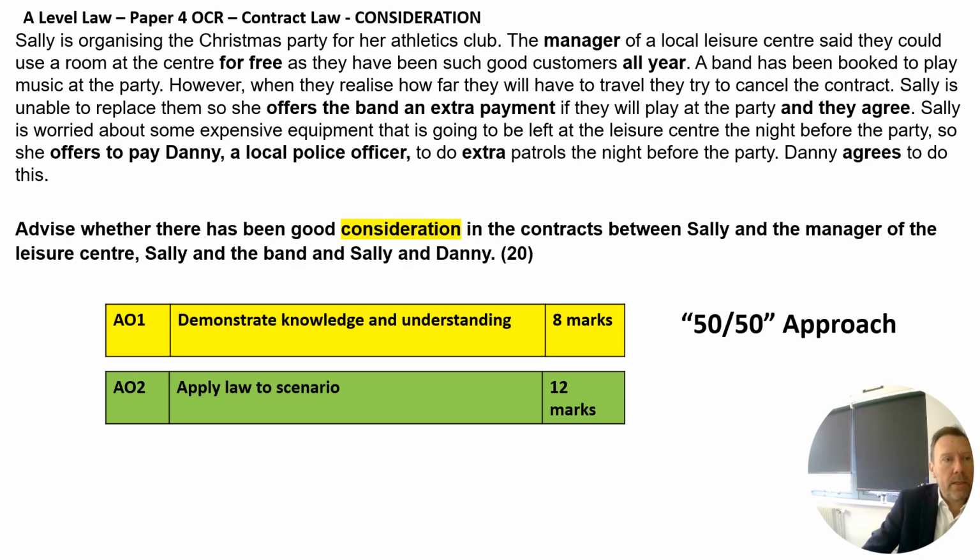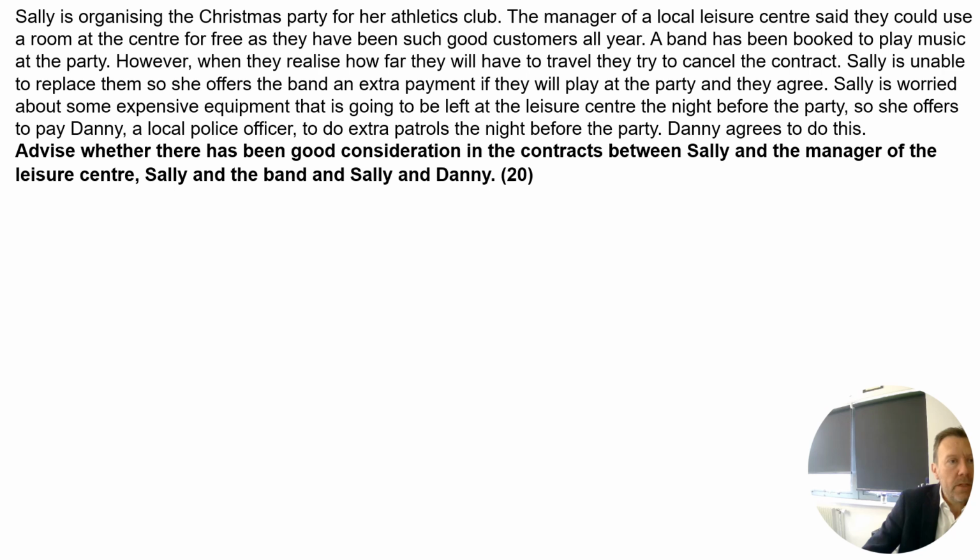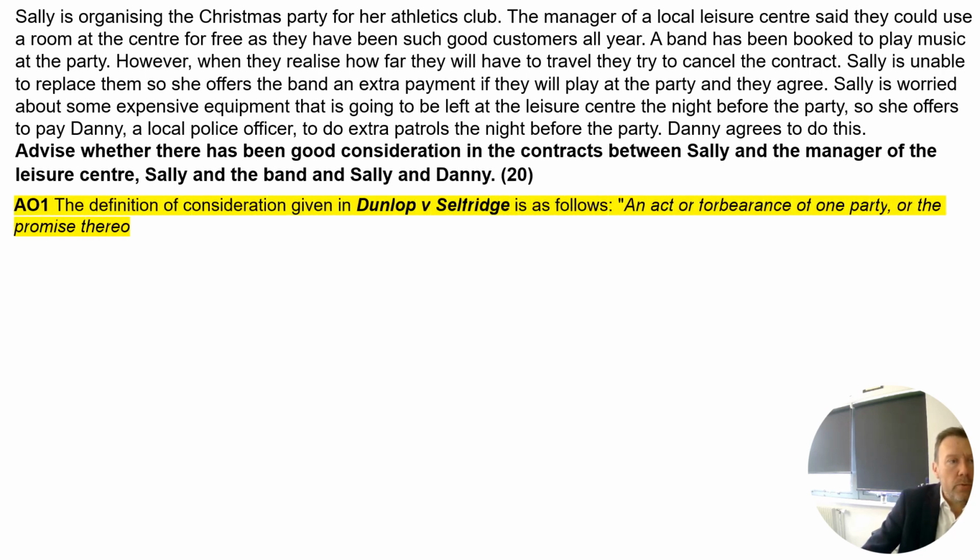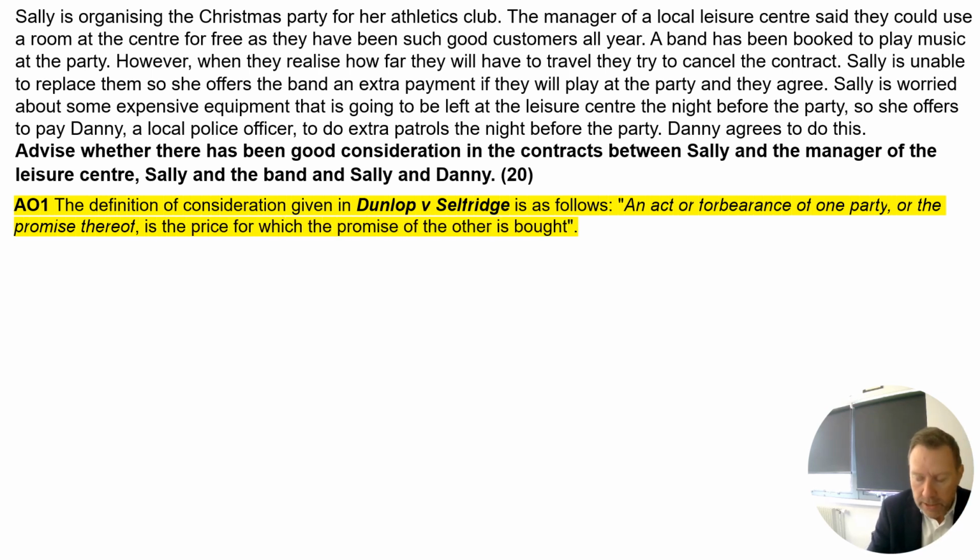So the way I would approach this is obviously beginning with the AO1, and what you need to do is a reasonable little essay on what consideration is. And it's always good to start an answer with the general definition of the topic area. So here we might quote the Dunlop versus Selfridge quote. It might be a bit of waffle, it might not mean a lot, it might not make much sense, but it's the traditional way to start an answer by just quoting and beginning with the relevant source of the definition, if you like, or something like that.